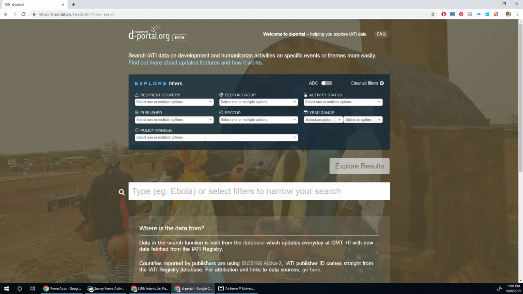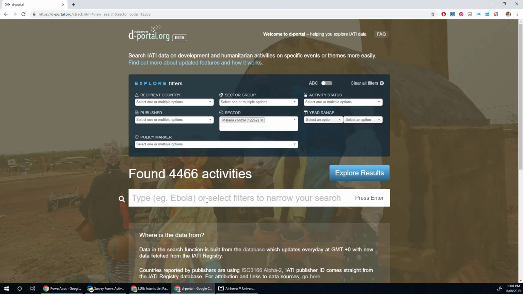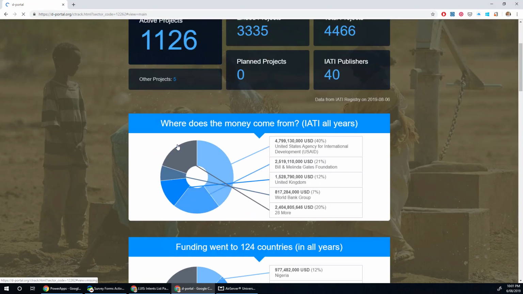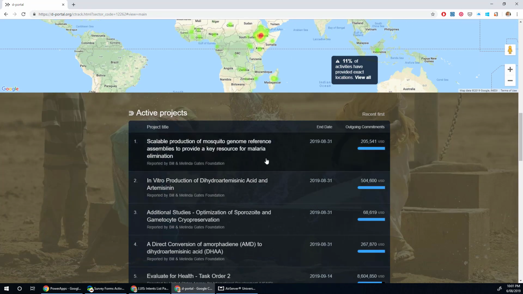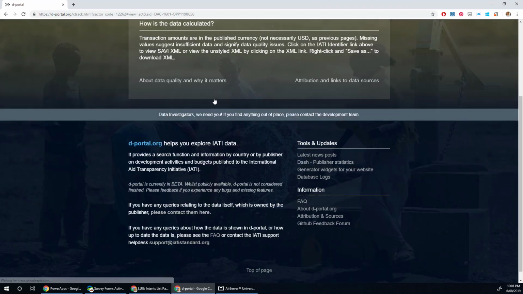So I can come in here and, let's say, I want to look at what's going on in malaria. From a malaria control perspective, I can look at it, and it's found 4,466 activities. I can look at all the individual projects, where the money is coming from. I can look at what the active projects are in an individual location as well. And I can go deeper into all the data that has been submitted as well.